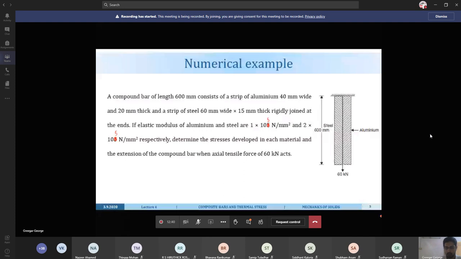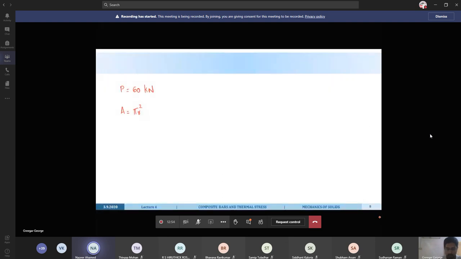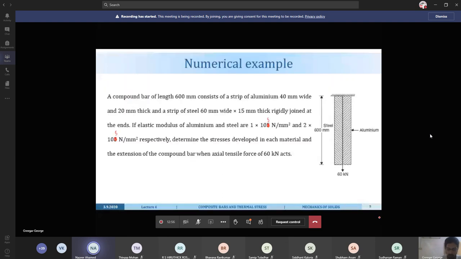Okay, so first we can calculate for steel, sir. Stress. We can calculate stress developed for steel. So we can use the above formula pi r square, 16 to 10 power 3 by pi into. I will write here then.